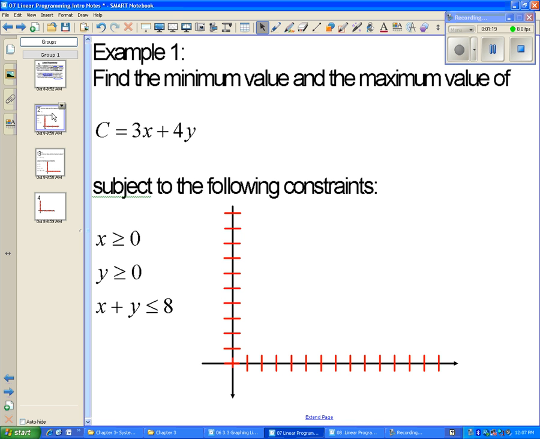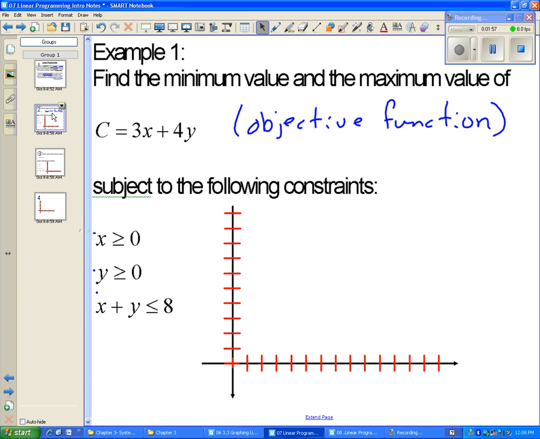Find the minimum value and the maximum value of c equals 3x plus 4y. This here is my objective function. Everything I'm talking about comes back to this function. This is my primary function. Now, the constraints for this function are x is greater than or equal to 0, y is greater than or equal to 0, x plus y is less than or equal to 8. Those are my constraints.